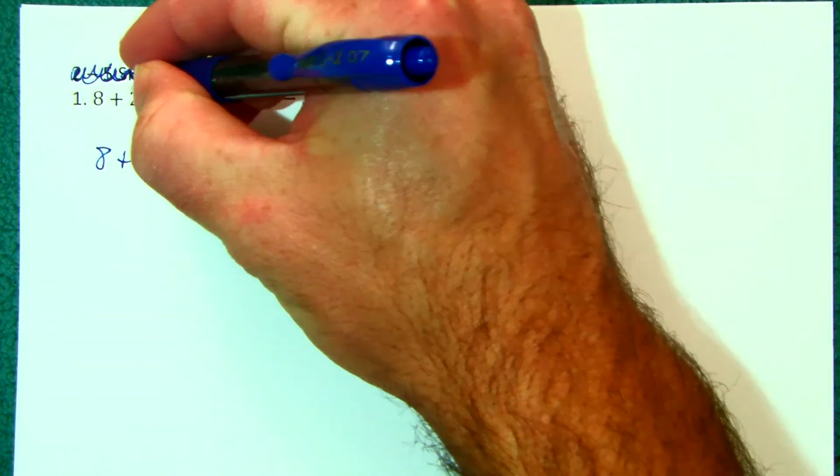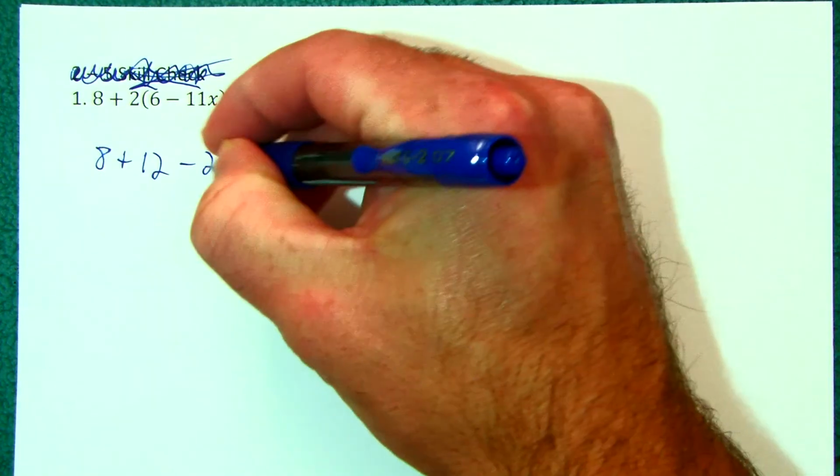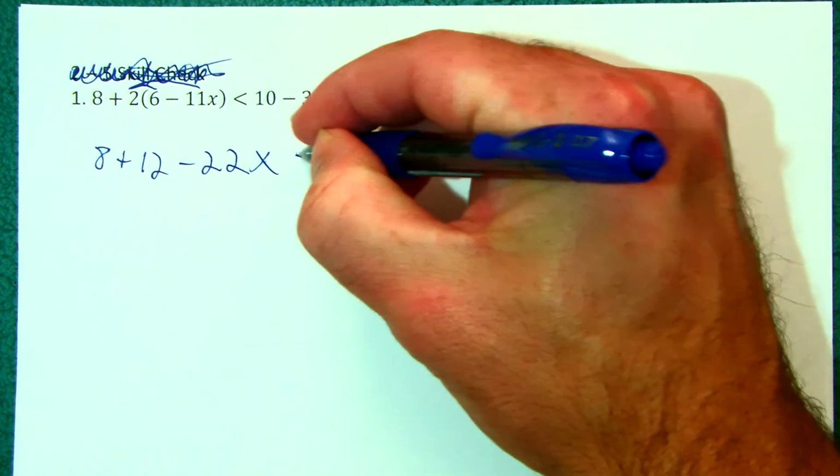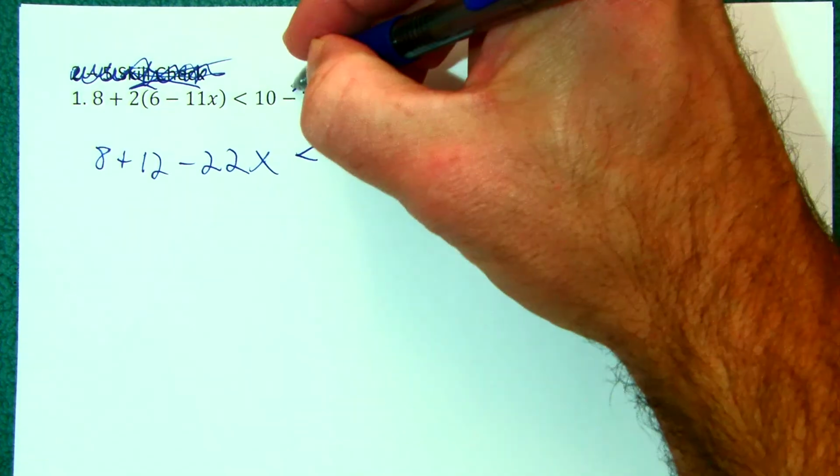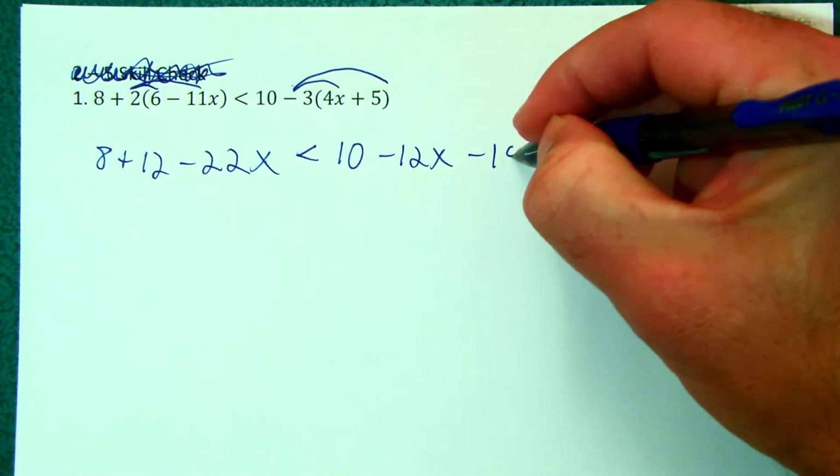So 2 times 6 is 12. 2 times a negative 11x is negative 22x, is less than 10 minus 12x minus 15.